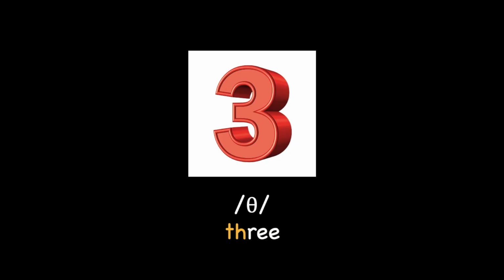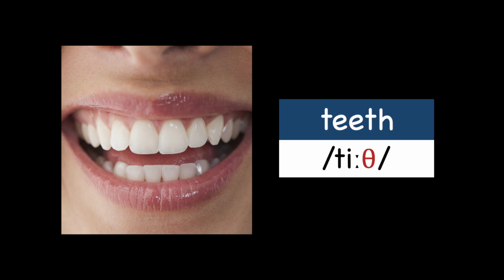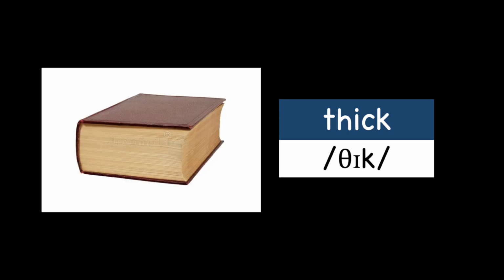The third easy consonant is the first sound of the word three. It is representing the letters TH. To produce this sound, you need to put your tongue slightly below your front teeth. Now, try to put your hand on your vocal cord and try. Correct, it's a voiceless consonant. Some other words with the th sound can be teeth, thick.